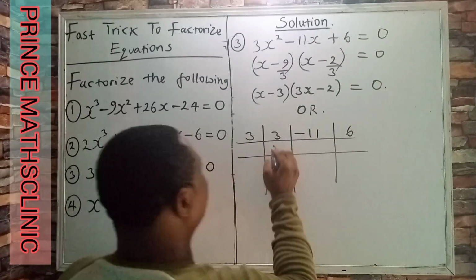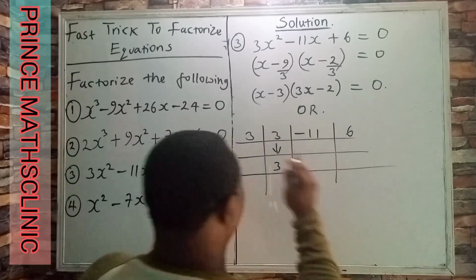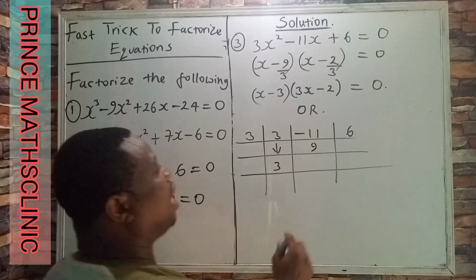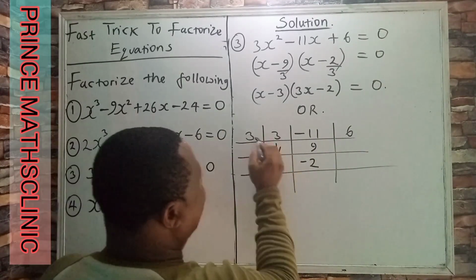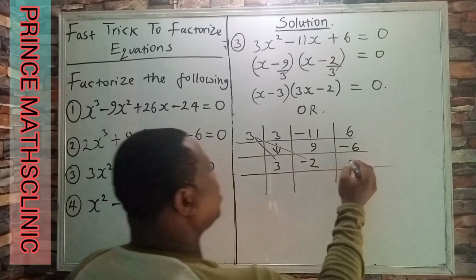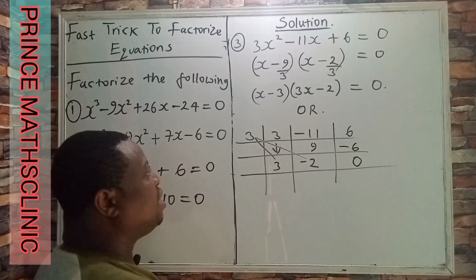So usually in the first, you leave that, then you move this downward. So 3 times 3 gives us what? 9. Minus 11 plus 9 gives you what? Negative 2. So 3 times negative 2 gives you what? Negative 6. So 6 minus 6 gives you what? 0.